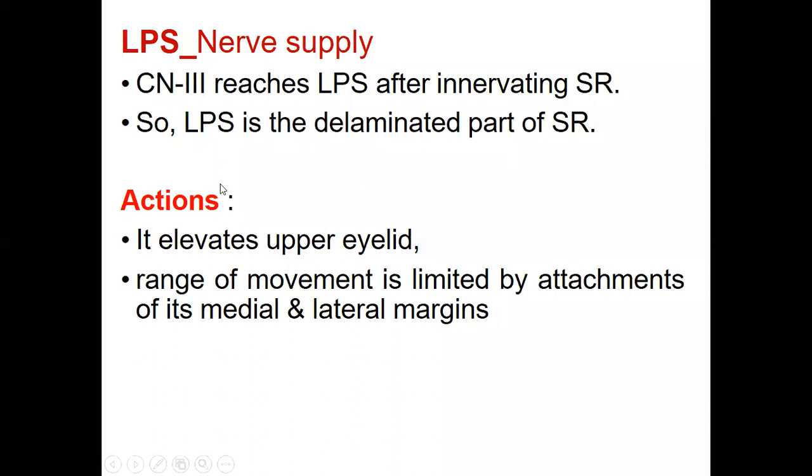The action of levator palpebrae superioris is that it elevates the upper eyelid. And the range of the movement is limited by attachment of its medial and lateral margin. So the action of levator palpebrae superioris, it elevates the upper eyelid.